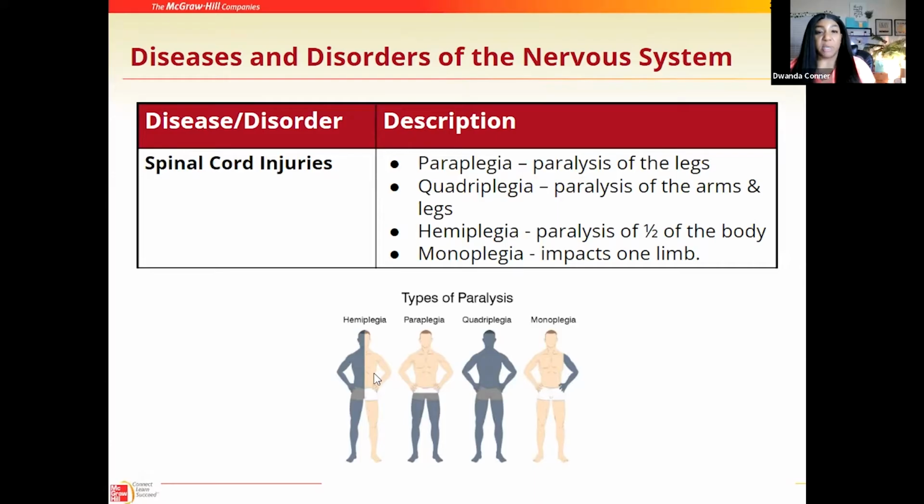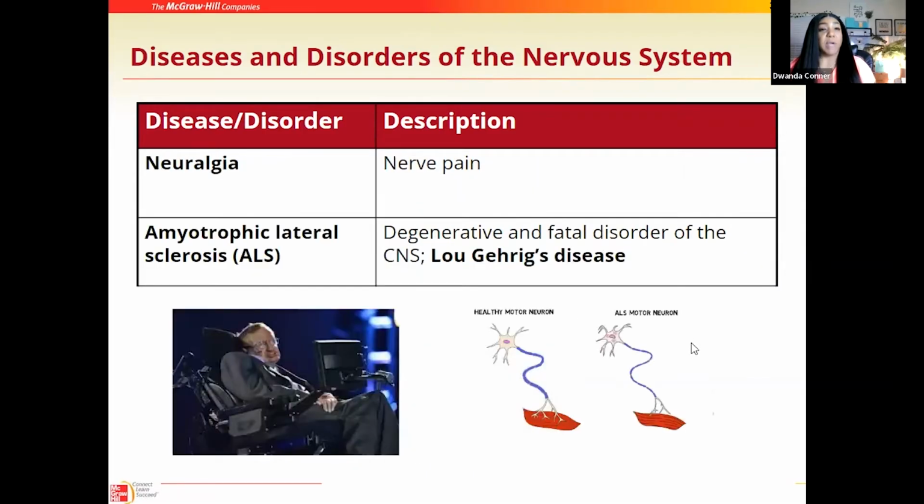So paraplegia, paralysis of the legs; quadriplegia, paralysis of the arms and the legs; hemi is going to be half of the body; and mono affects just one limb. So 4 different types of paralysis here, all caused by spinal cord injuries. You have neuralgia. Algia means pain. Neuro is nerve, so neuralgia would be nerve pain.